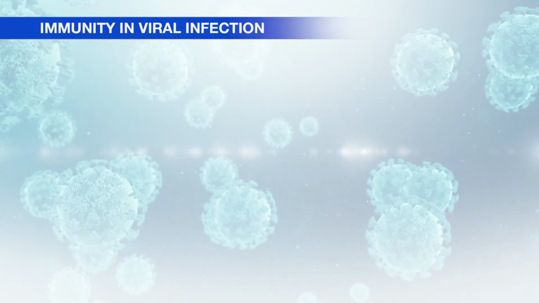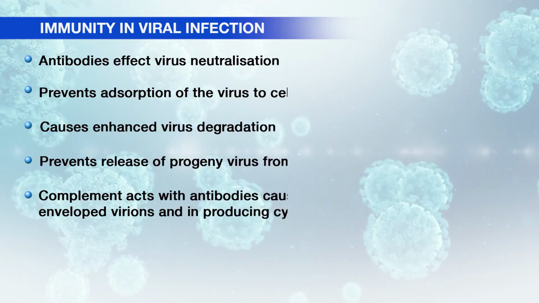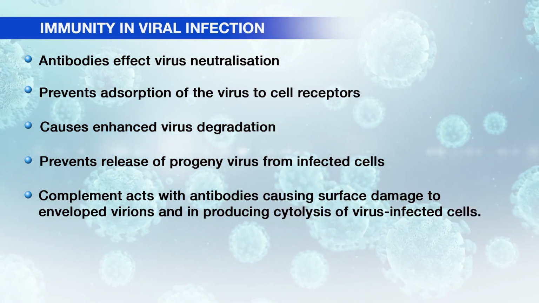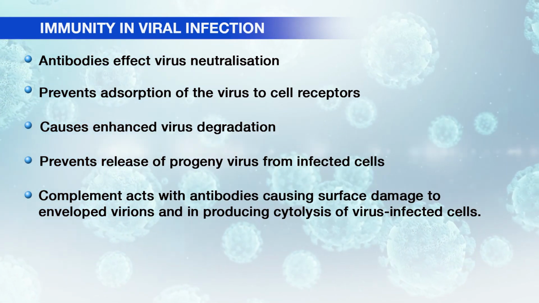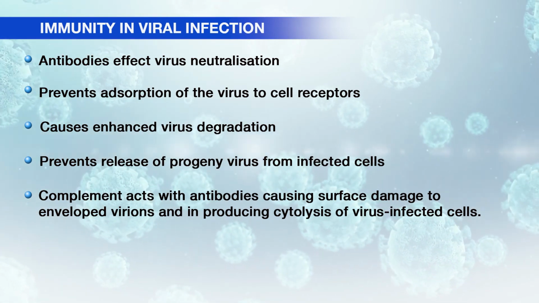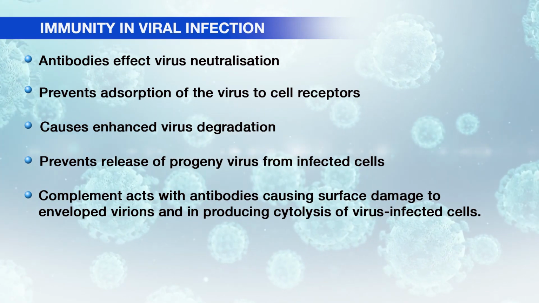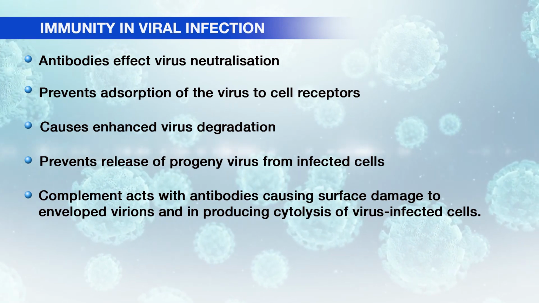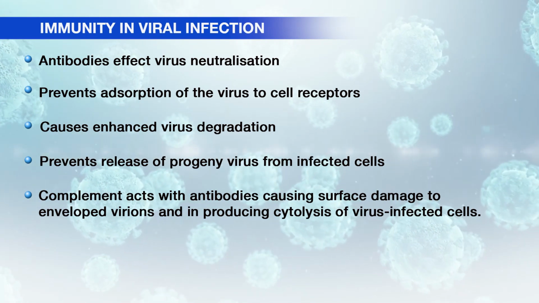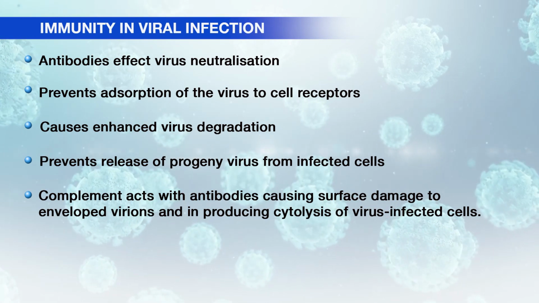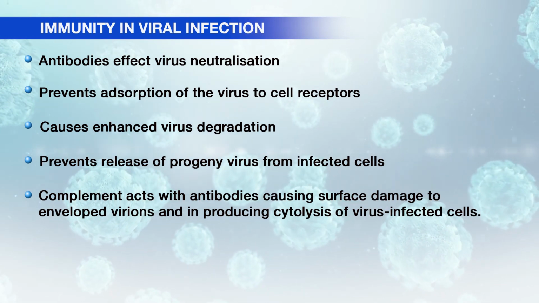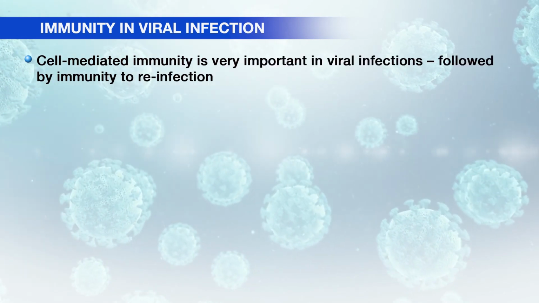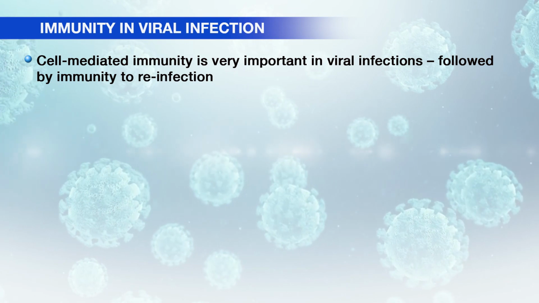The immunity in viral infection can be elicited through virus neutralization caused by antibodies, which leads to prevention of absorption of the virus to the cell receptors. This will cause the degeneration of the virus, and it also prevents the release of progeny virus from the infected cells. Now, complement acting on the antibodies causes surface damage to enveloped virions and produces cytolysis of those cells which are infected by virus. Cell mediated immunity plays an essential role along with immunity to reinfection.